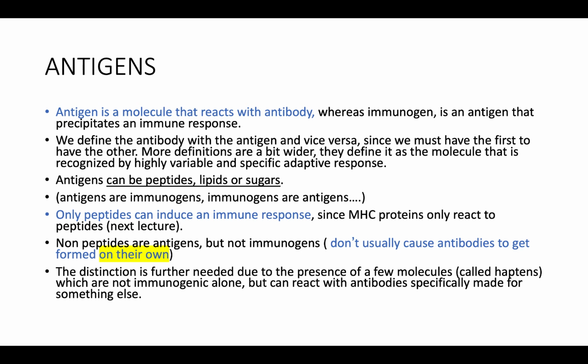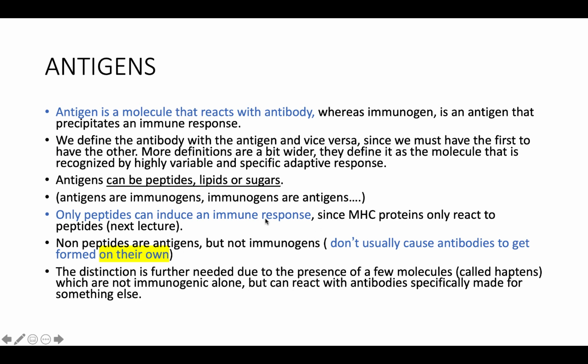So antigens are immunogens, but immunogens can also be antigens. Now let's get to a very important point that will give us a definition we can rely on going forward: antigens can be peptides, lipids or sugars, however only peptides can induce an immune response, an adaptive immune response.